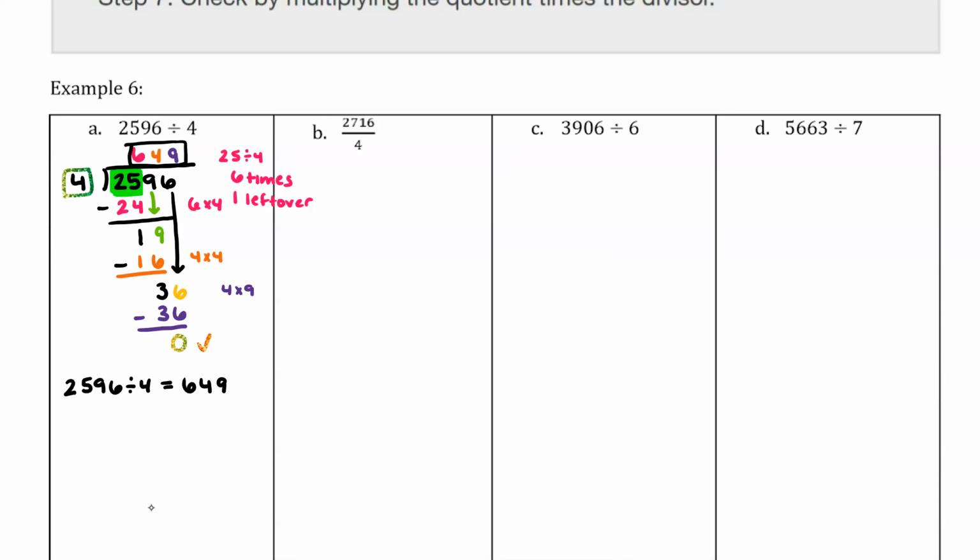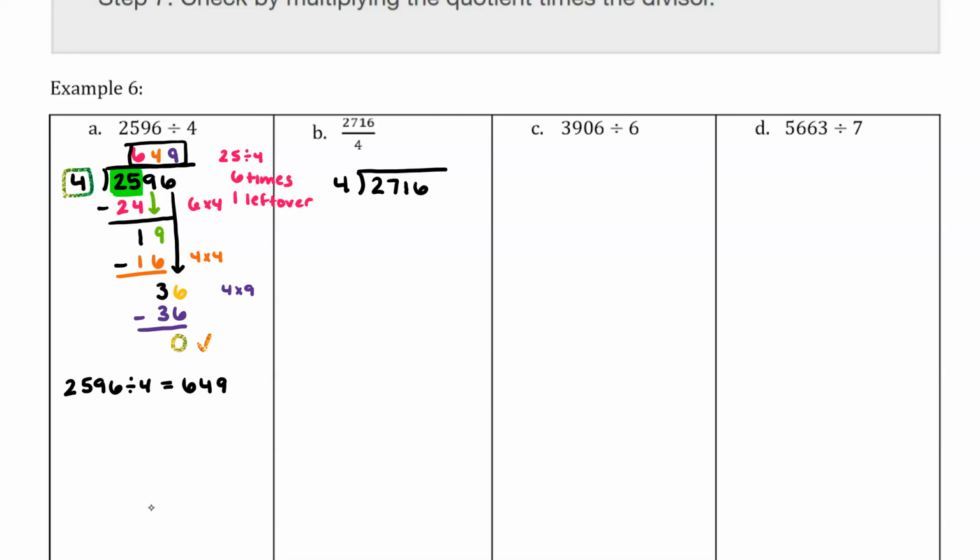Okay, let's try it again. 2,716 divided by 4. So I'm going to put the 4 on the outside and the 2,716 on the inside. So we'll look at that first digit. What do I times 4 by to get close to 2?